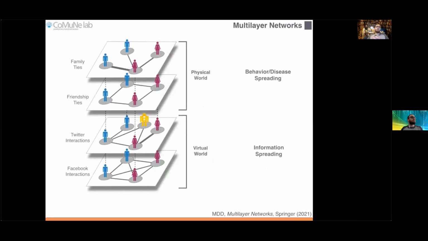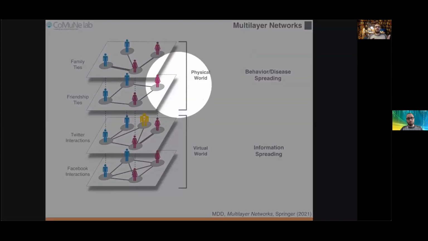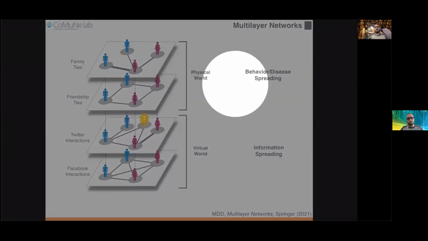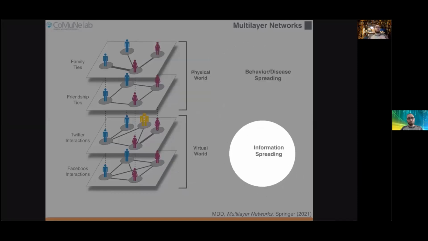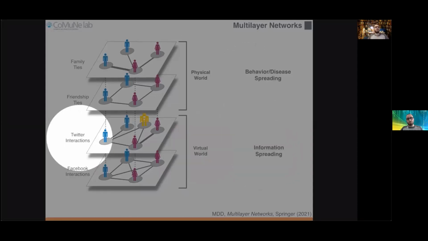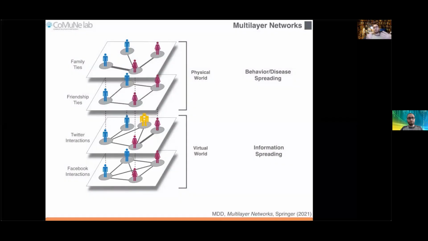But going again to population and then to social systems, you can make other types of categorizations. For instance, you can consider the physical world, where you can have behavior or disease spreading, and the virtual world, where you can have information spreading as well. You can have information spreading in the physical world, but the information I'm talking about here is related to the type of information circulating on social systems, and different social systems here can be encoded in different layers.